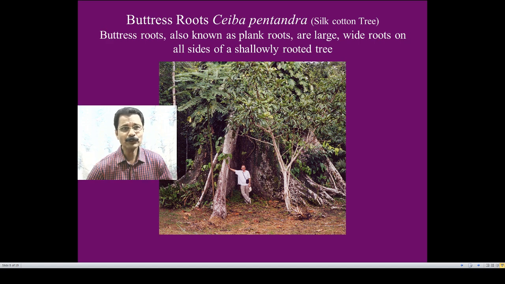Then buttress root, and this is one of the characteristic features of rainforest. Buttress roots, also known as plank roots, are large wide roots on all sides of a shallowly rooted tree, so that it gives mechanical support. See, just wing-like roots they develop, and these are called buttress roots. It is one of the characteristic features of tropical rainforest.